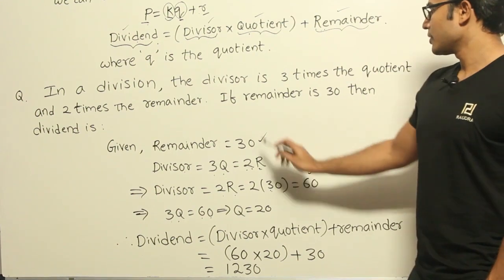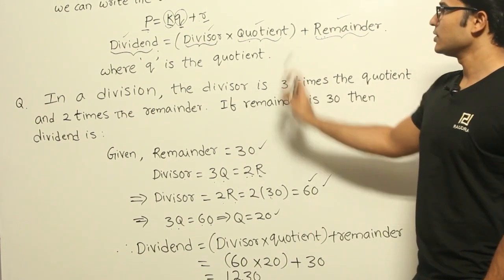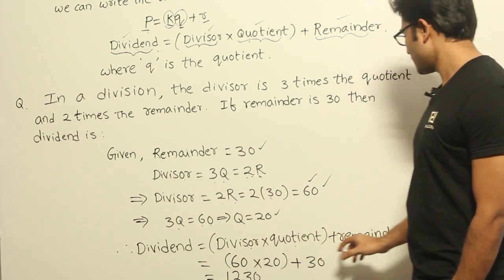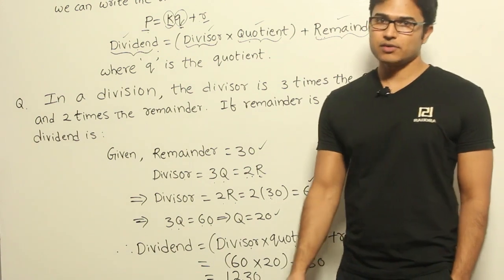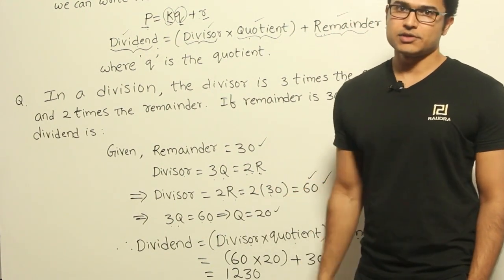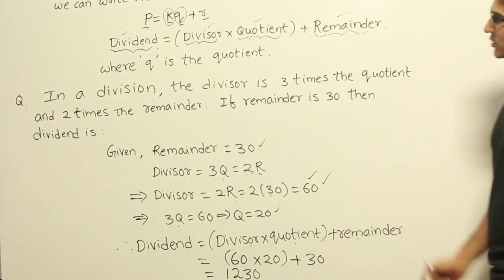Now we got the remainder, we got the divisor, we got the quotient. All the three are available. Now you can find out what the dividend is. Dividend equals divisor into quotient plus remainder. So simply substitute it and you can get it. The only thing in this question is you should know the terminology, right? So what is dividend, what is divisor, what is remainder. The terminology you should know.